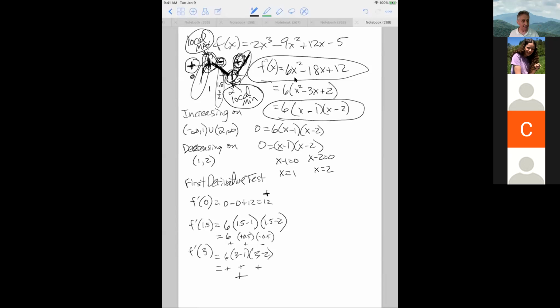So the idea is, again, if it's negative changing to positive, or positive changing to negative, it verifies you got a local extrema. Negative to positive gives you a bottom, a min. Positive to negative gives you a top. That's a max, okay? So that's that situation.